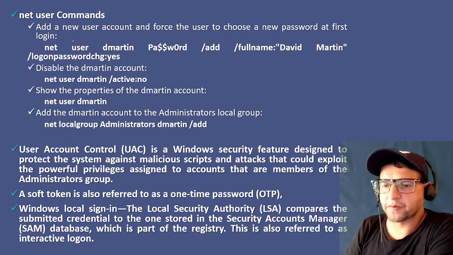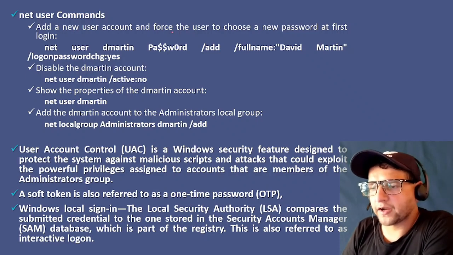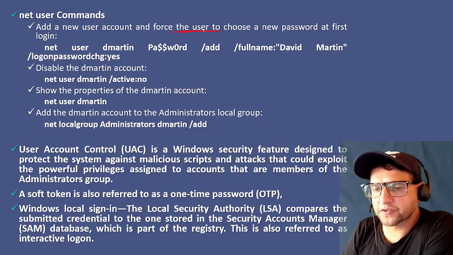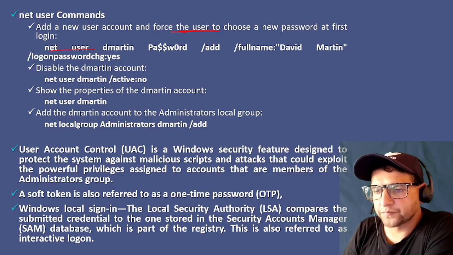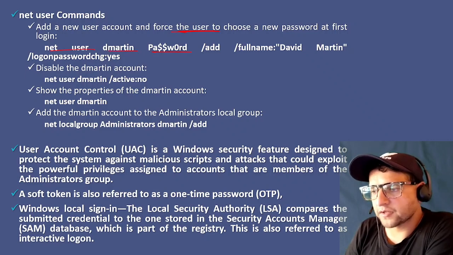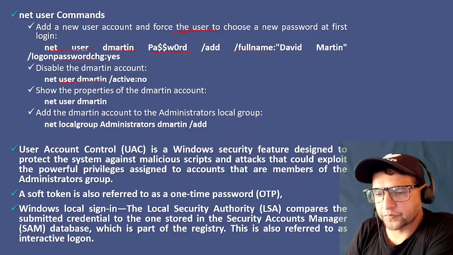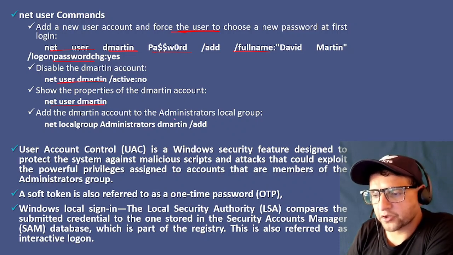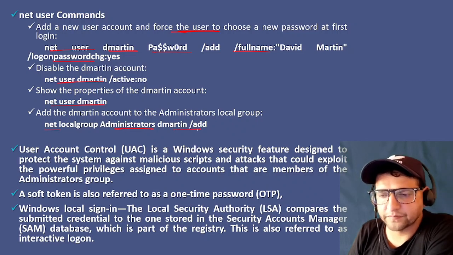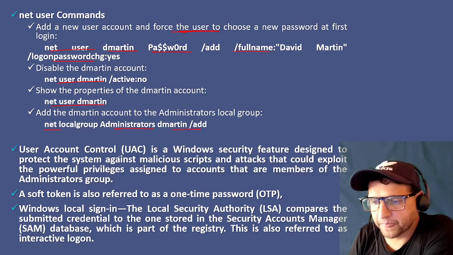For the net user command, if you want to add a user account and force the user to choose a new password at first logon, you can do net user dmartin password and add these details, with logon password yes. To disable the dmartin account, active no. To show the properties, just net user dmartin. Add dmartin to the admin local group: net localgroup administrators dmartin /add. So these are commands, please remember them.